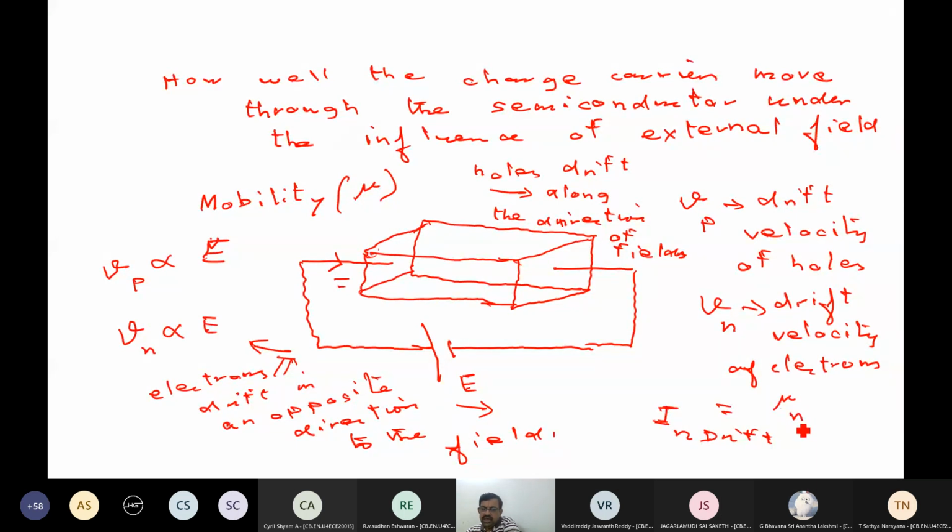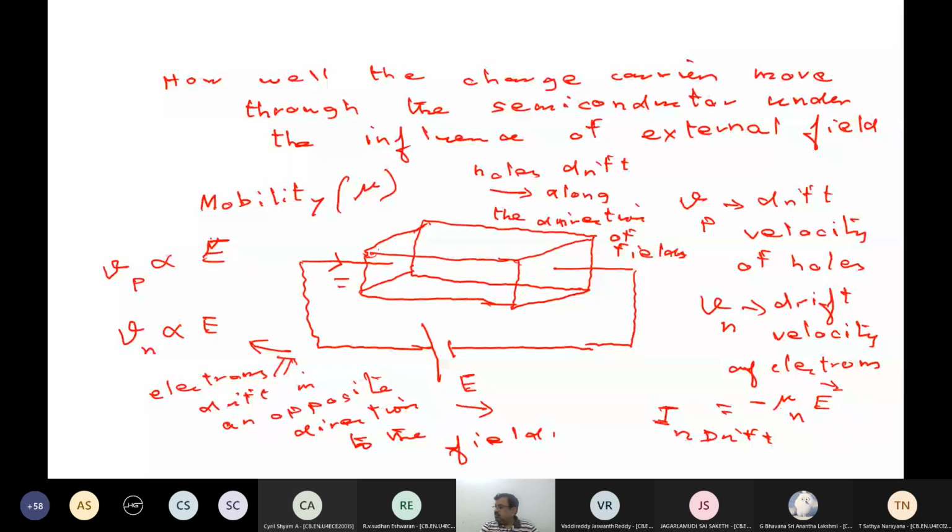So Jn drift is actually given as mu n E, where mu n is the mobility of electrons for the given semiconductor. Now the current is going in the opposite direction of the field, therefore I have to account a negative sign here. So Jn drift is minus mu n E.